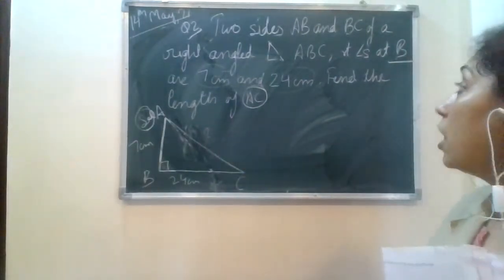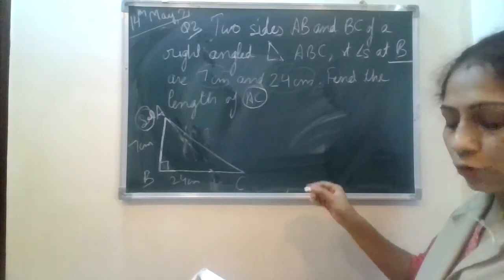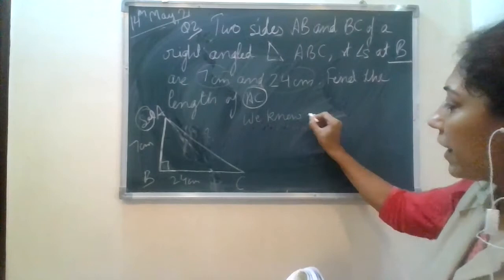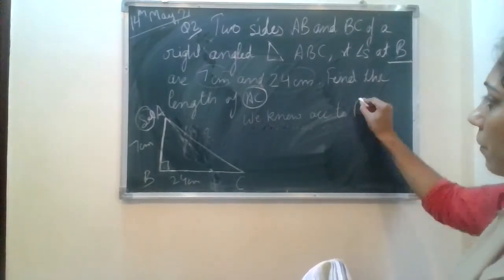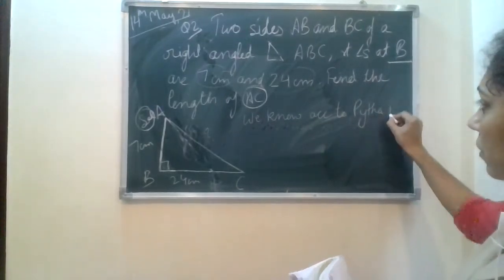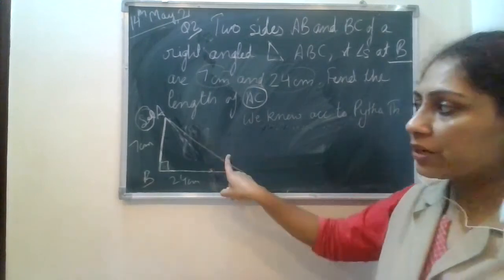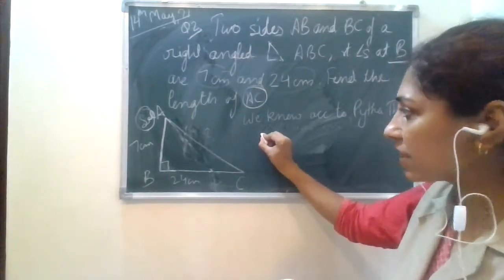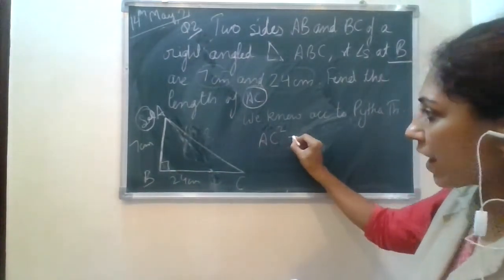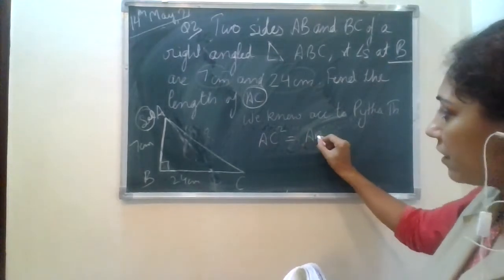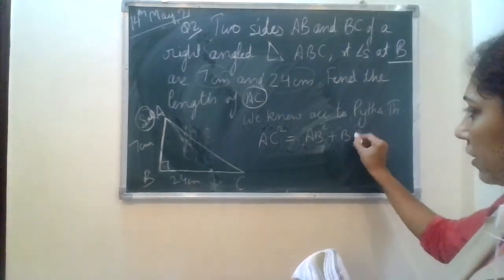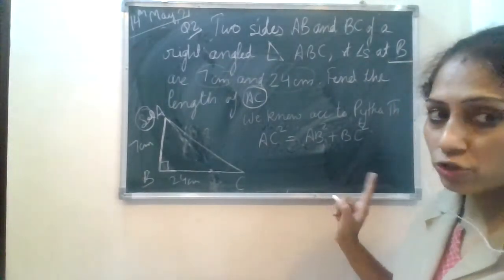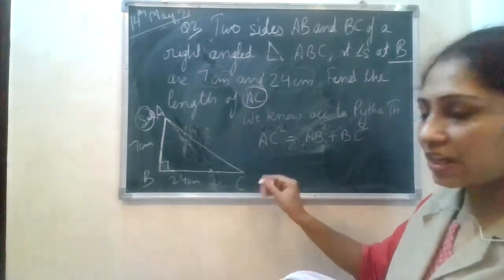You know that according to Pythagoras theorem, hypotenuse square is equal to height square plus base square. I can name those sides. Hypotenuse is AC square, height is AB square, and base is BC square. Inputting the values, we feed the values which are given, and which are not given we will keep the name as such.